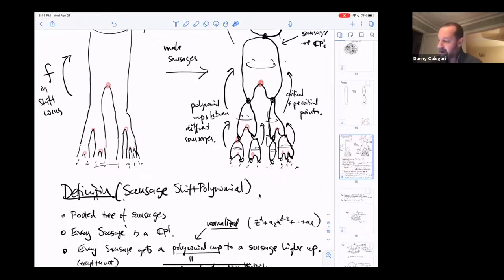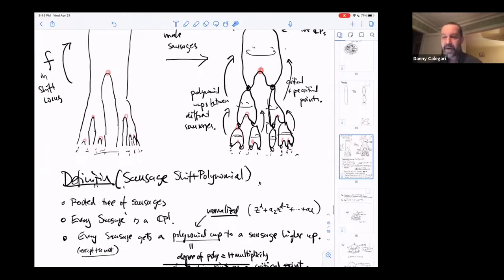And so there are some critical points that are special. So there are critical points that happen to lie at these nodes. Those are not so special. But then there are critical points that are genuine critical points.